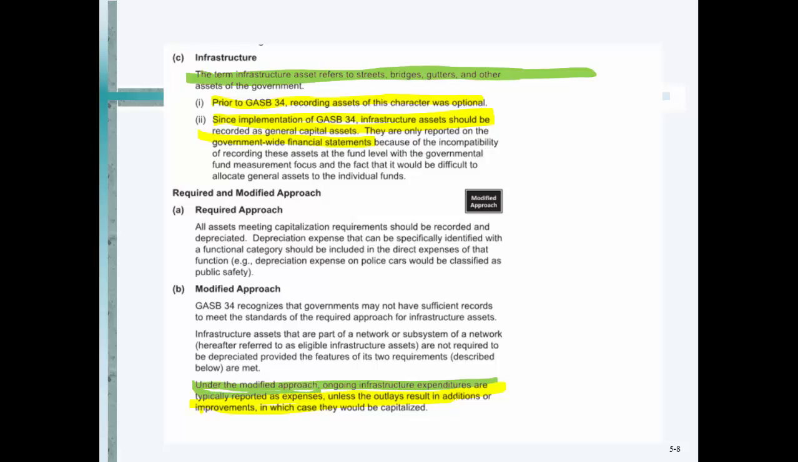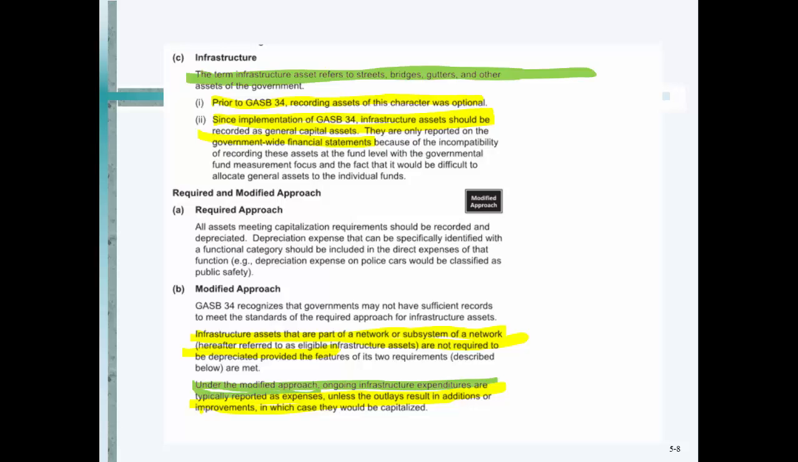Only available for infrastructure assets that are part of a what? Part of a system, right? We do not have to depreciate them. If we spend money on them, we treat that as expenditure unless it results in a major capital improvement. So if you add a couple lanes to the bridge, yes, capitalize that. If you just redo the road bed, just treat that as an expenditure, right? Okay, so that's considered the modified approach.